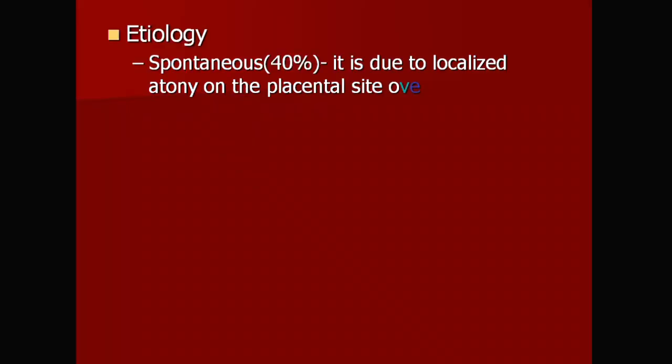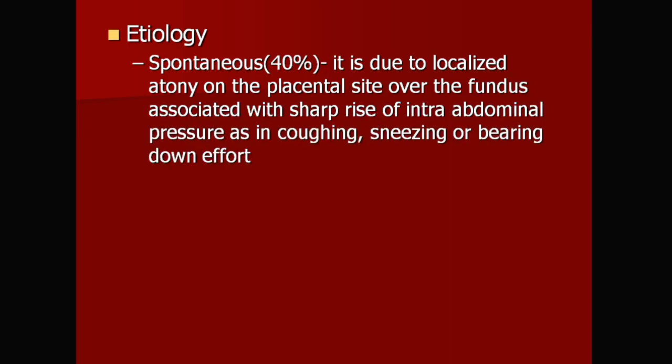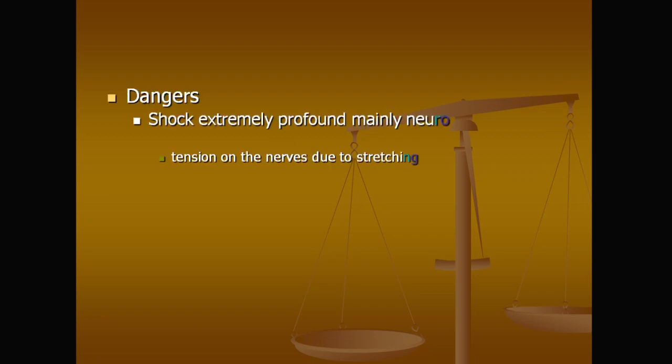Etiology. Spontaneous inversion occurs in 40% of cases. It is due to localized atonia of the placental site over the fundus associated with sharp rise of intra-abdominal pressure, as in coughing, sneezing, or bearing down effort. Iatrogenic. This is due to the mismanagement of the third stage of labor, like pulling the cord when the uterus is atonic, faulty techniques in manual removal of the placenta.